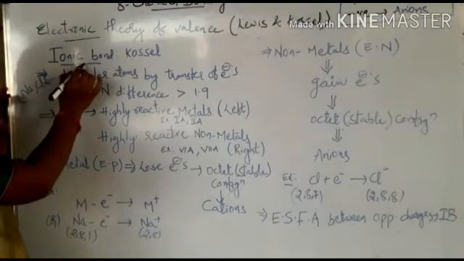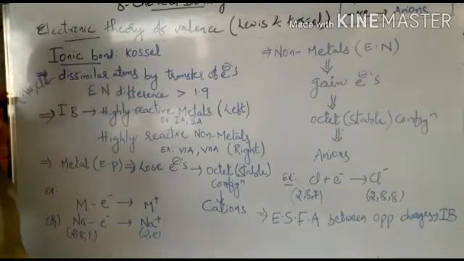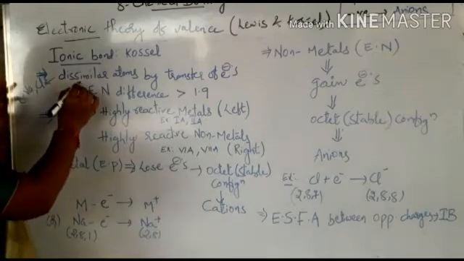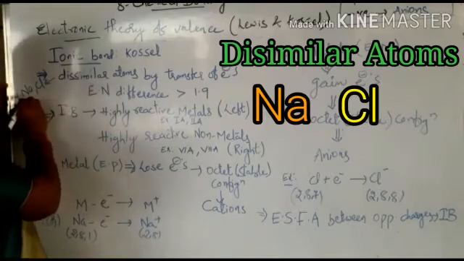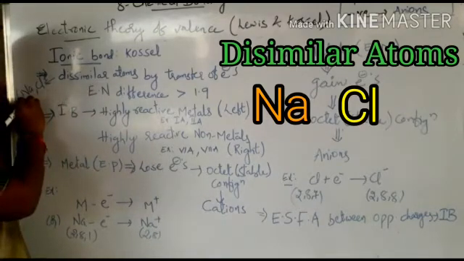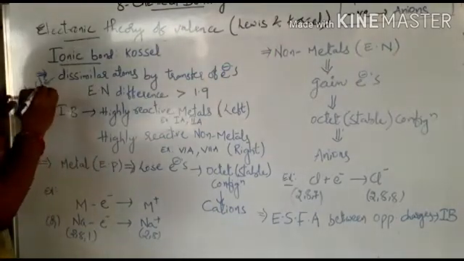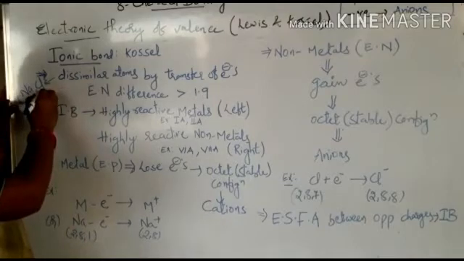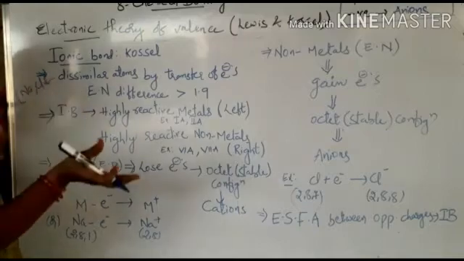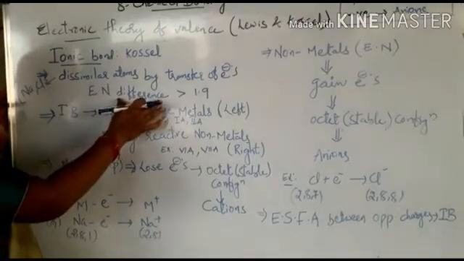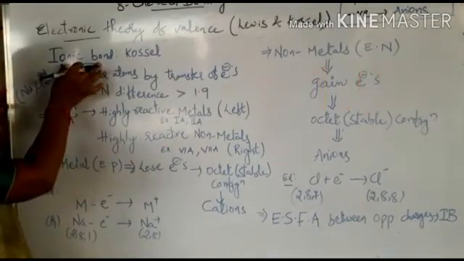In the formation of an ionic bond, dissimilar atoms participate, that means two dissimilar atoms like sodium and chlorine. The atom with more electropositive character, like metals, transfers electrons to the more electronegative non-metals, like chlorine. The electronegativity difference between these two dissimilar atoms must be greater than 1.9. Then only ionic bond formation takes place.